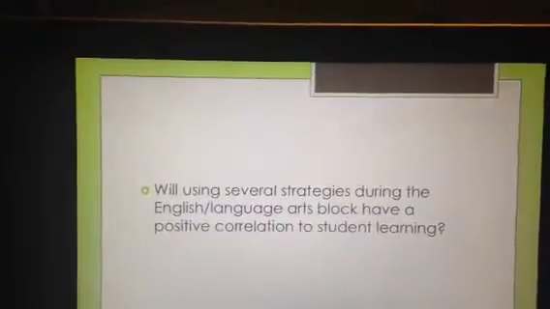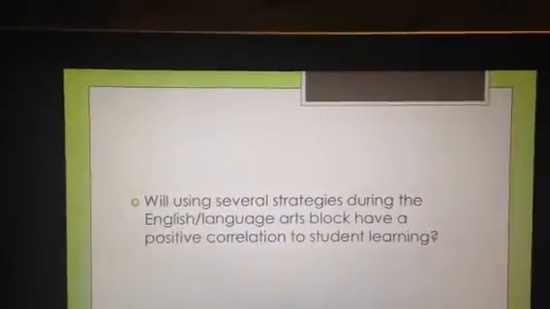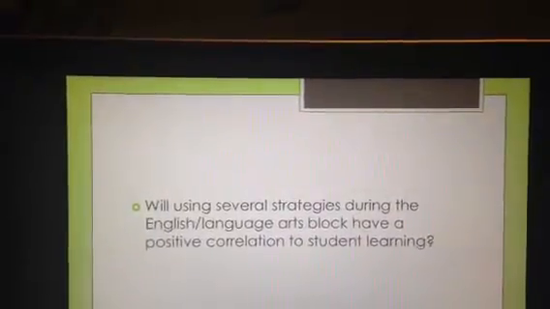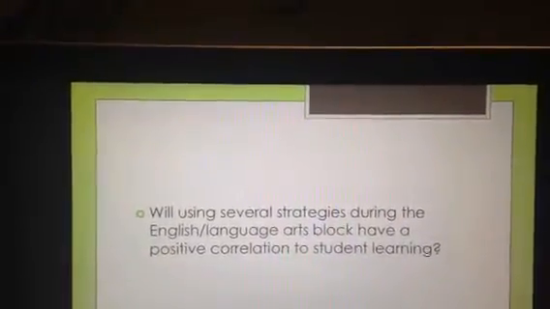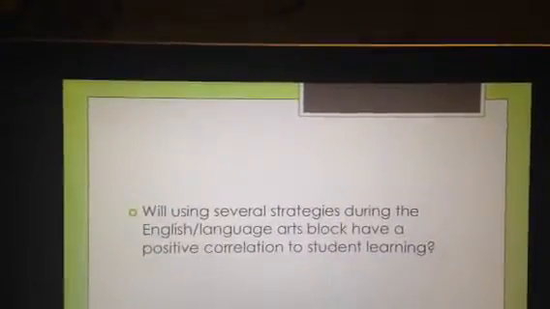The researcher will label the first period class's pre- and post-test as Sample A, and label the third period's class as Sample B. The researcher will look at the scores from both classes and try to find a correlation between better test scores and using several strategies to teach the students.